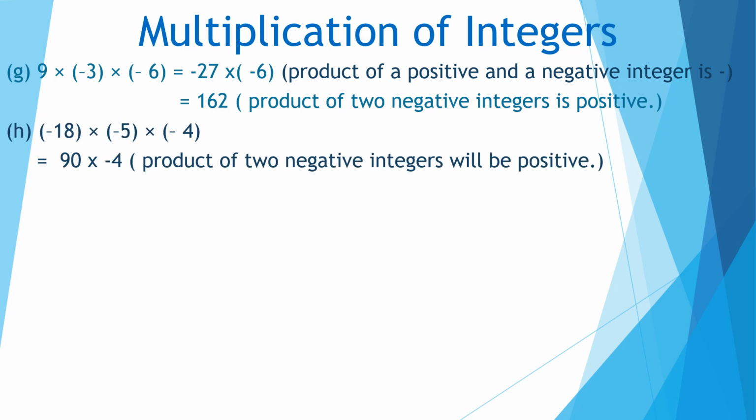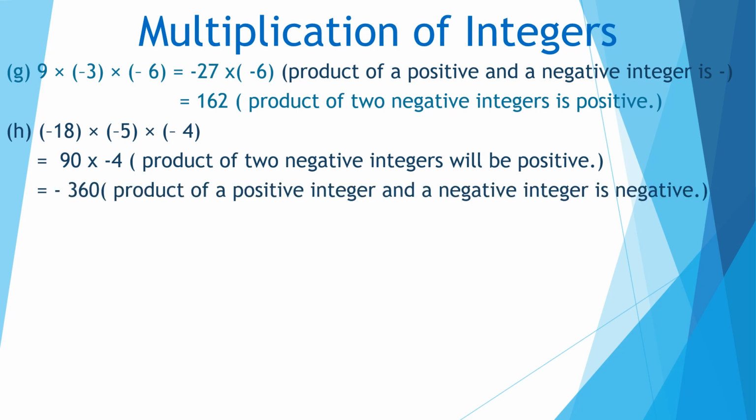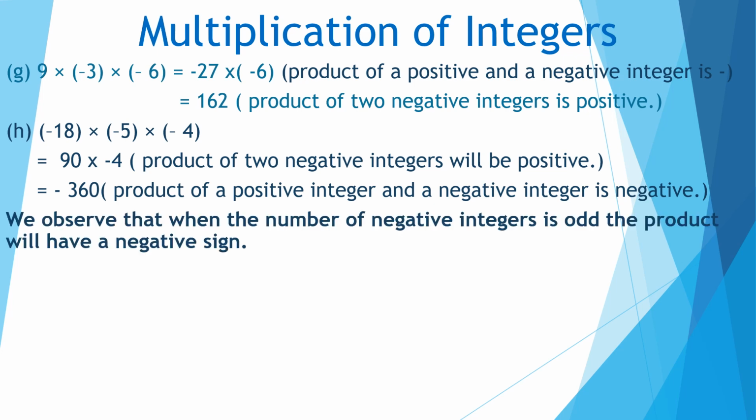Minus 18 multiplied by minus 5 multiplied by negative 4. Let us take the first two integers first, minus 18 into minus 5. Product of two negative integers is plus. So we write plus 90 multiplied by negative 4. Now we have a positive and a negative integer. Product of these two will be minus. So we write minus 360. We observe that when the number of negative integers is odd, the product will have a negative sign.